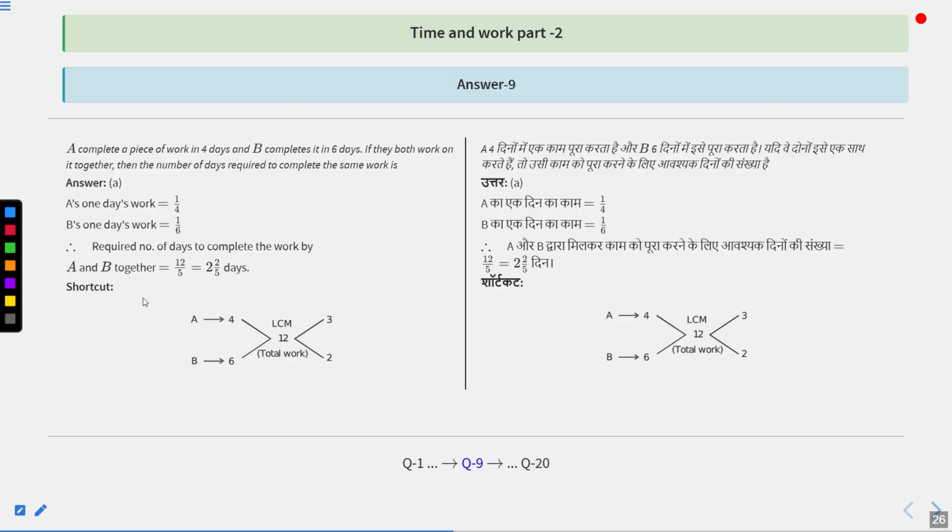Clear? Or we can use the shortcut. A takes 4 days, B takes 6 days, the LCM will be 12, which is our total work. So we get the efficiency of A and B, which is 3 and 2. Clear? So the total work is 12 and their combined efficiency is 3 plus 2, which is 5. Dividing, 12 by 5 gives 2 and 2/5 days.